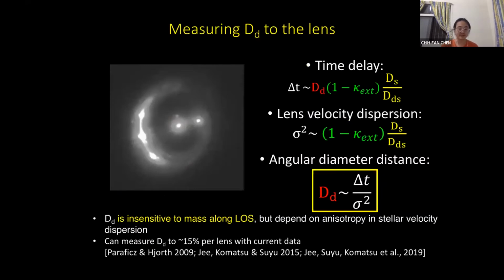In addition to the time delay distance, when we combine the velocity dispersion of the lensing galaxy, one can further determine the angular diameter distance to the lens. You can see the dependence on kappa external is canceled out when you divide the time delay by the velocity dispersion. So the angular diameter distance to the lens, Dd, is insensitive to the mass along the line of sight, but depends on the anisotropy in the stellar velocity dispersion. Typically, for a single aperture velocity dispersion, we can measure Dd to 50% per lens, including the anisotropy parameters.